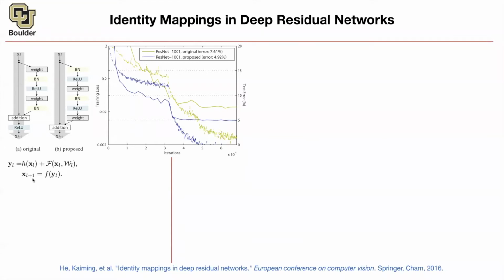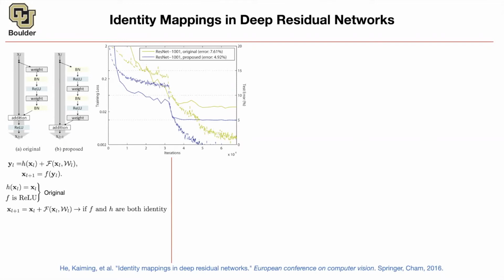Now let's see some particular form of H and F. If H is the identity and F is ReLU, you get the original configuration of ResNet back. So that's your residual block. And to see it, if H is identity, that's just XL plus the residual. And then F is going to be the ReLU here. And that's the addition. So that's the original configuration.